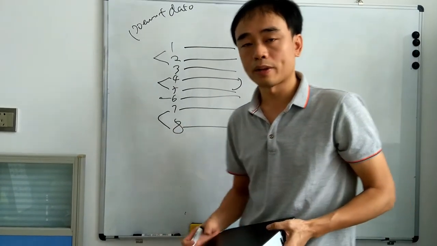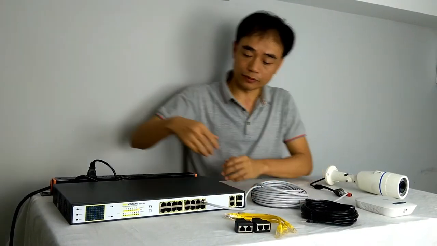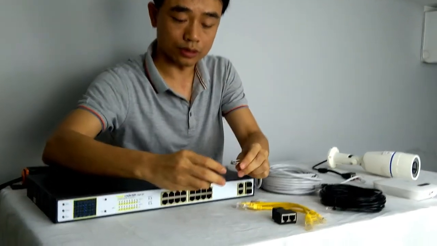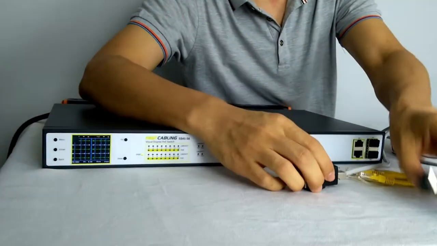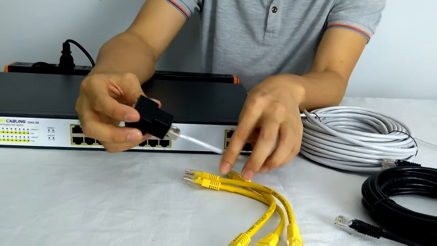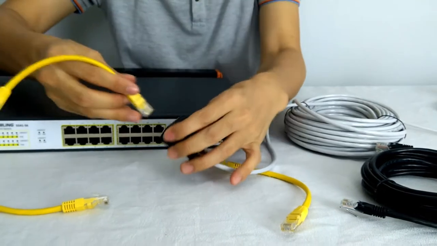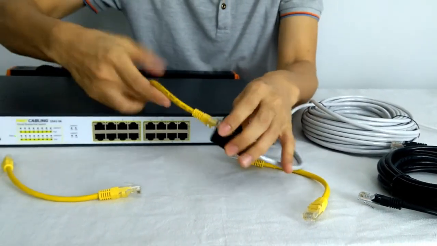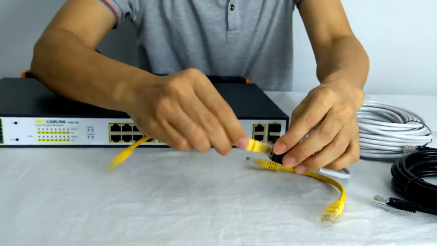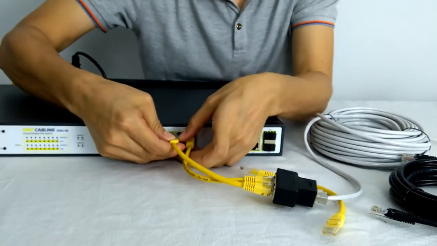Okay, now let's go back and make the connection. First, we disconnect the cable and connect it to the splitter. So, the cable has been divided into two groups. Then we pick the patch cable and take two ports from our PoE switch. See, this solution needs two ports from the PoE switch.